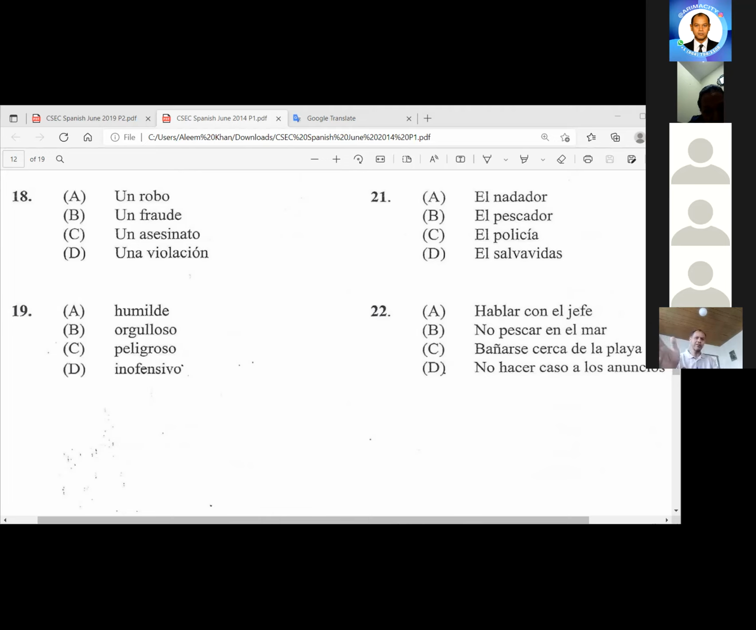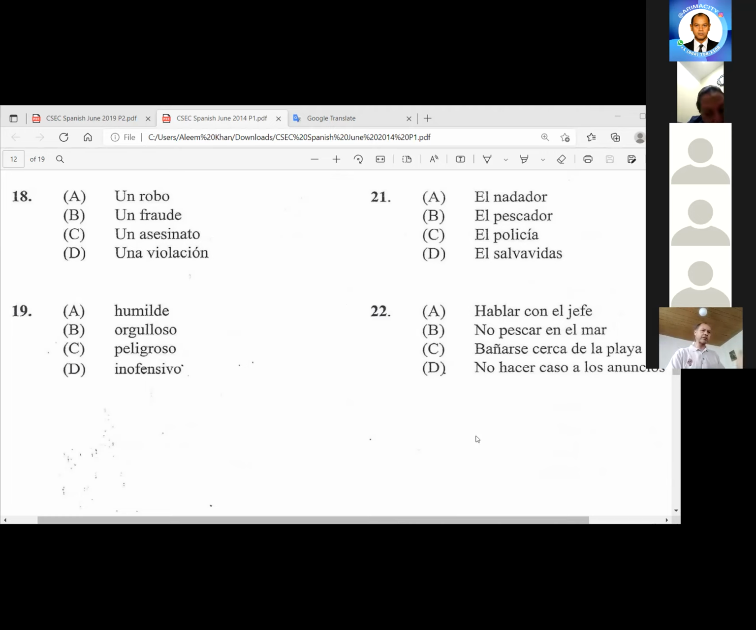Assassin. Oh gosh, she's on fire. Assassin, right? So un asesinato. So un asesinato is what? Look at the trend, right? Un robo, a robbery. Un fraude, a fraud. Un asesinato. And if asesino is assassin, what do you think asesinato is?